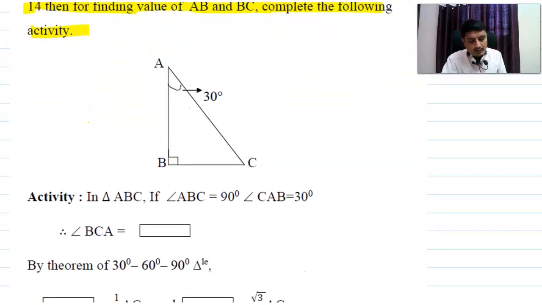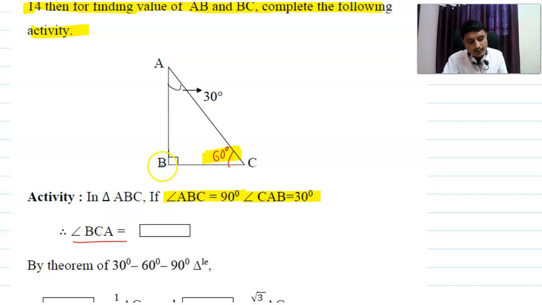So look at the triangle ABC. In it we have angle ABC equals 90 degrees, angle CAB equals 30 degrees. So the remaining angle is 60 degrees, because the sum of all angles of a triangle equals 180 degrees. Taking angle BCA equals 60 degrees, we get 60 plus 30 plus 90, which equals 180 degrees.